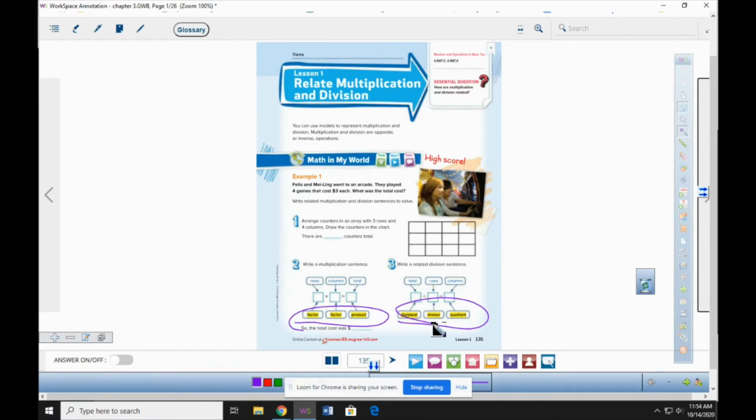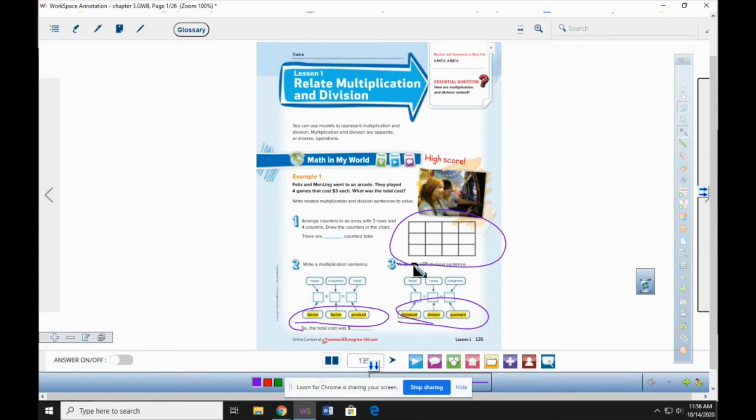So let's go back and look at example 1. Felix and Mei Ling went to an arcade. They played 4 games that cost $3 each. What was the total cost? Write related multiplication and division sentences to solve. They've arranged a chart for us that's an array, and an array is a shape that includes a certain number going one way, like in columns, and a certain number going another way, like in rows. For those of you that did the Math Blaster at the beginning of the school year, that was dealing with arrays, so now this is going to come in handy for you.